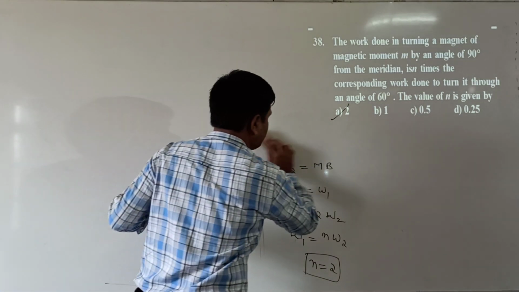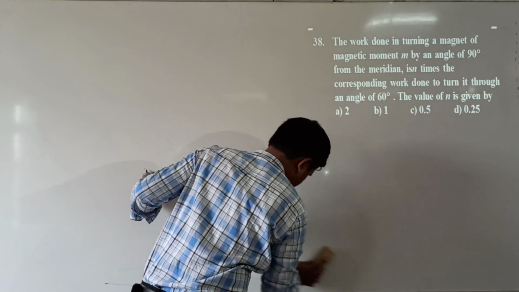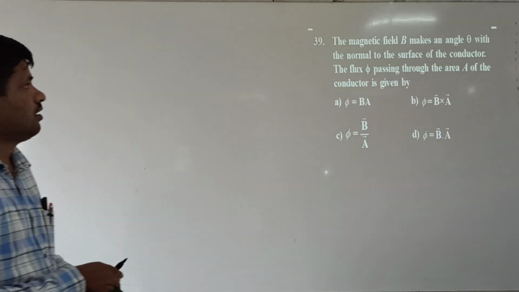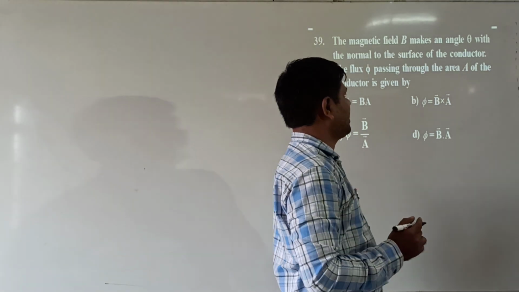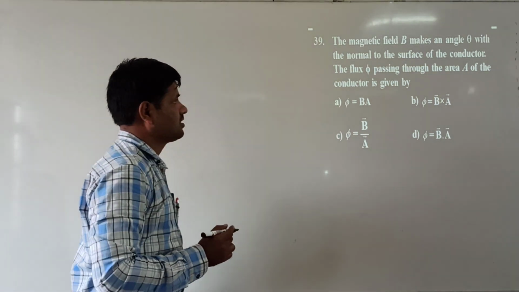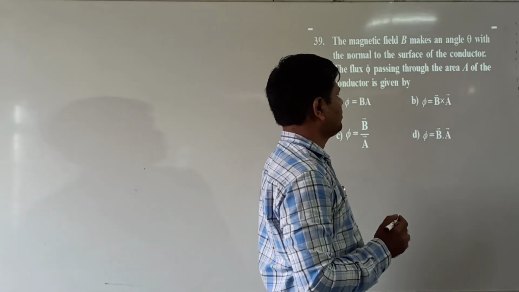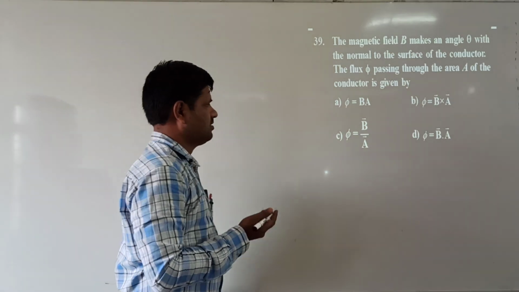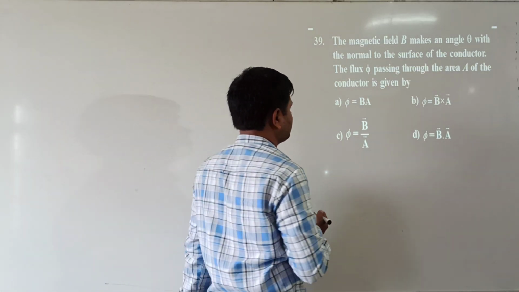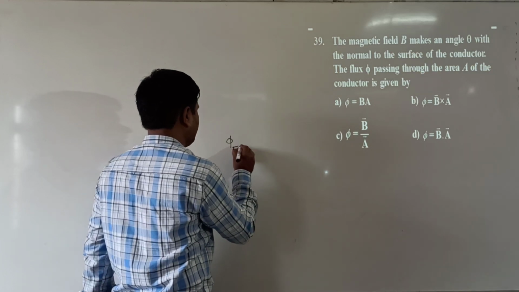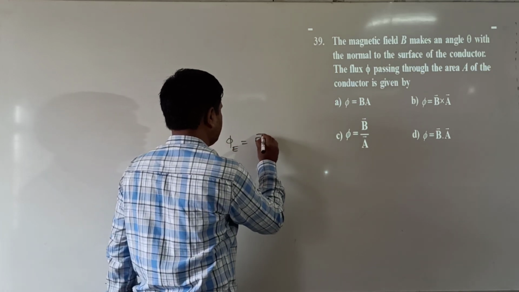Next we go to question number 39. The magnetic field B makes an angle theta to the normal to the surface of the conductor. The flux phi passing through the area of the conductor is given by. Generally we know the flux formula: magnetic flux is equal to, similar to the electric flux E dot A.